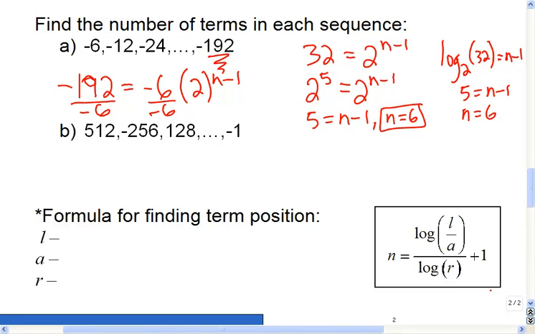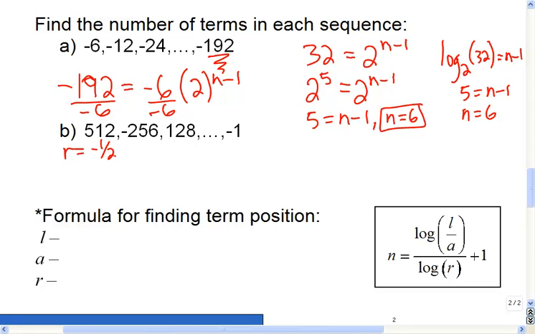So did anybody notice something kind of strange about this one? Anything maybe different? No, you're just in autopilot, you just solve, solve, solve? Okay. Well, in this one, the common ratio is negative 1/2.